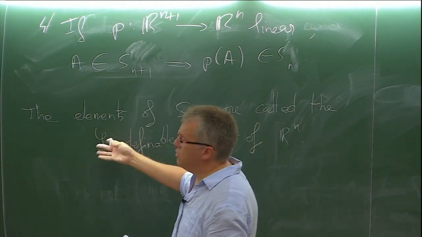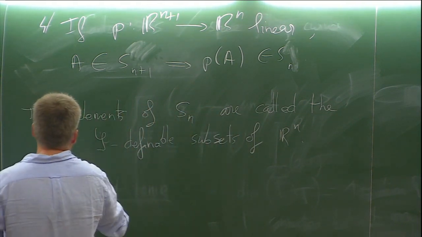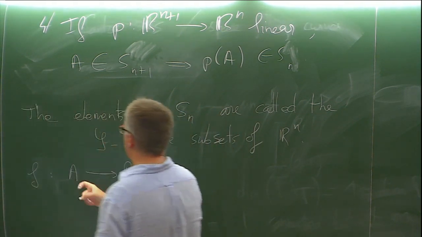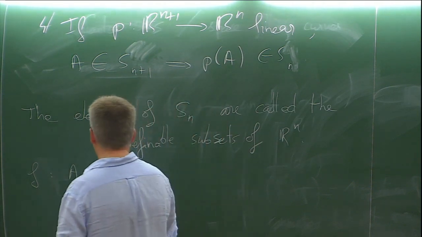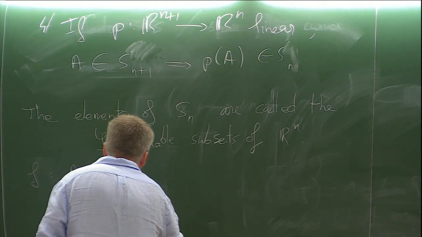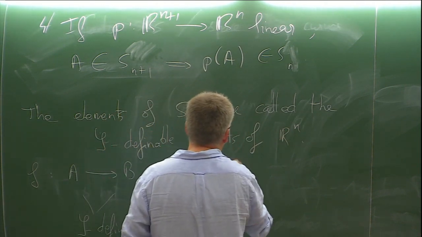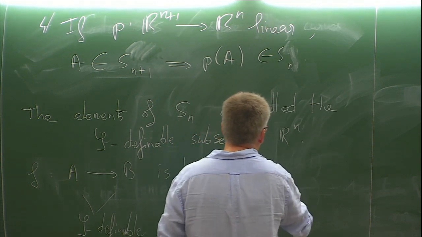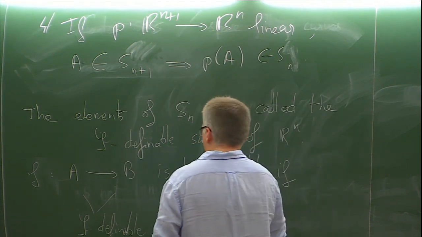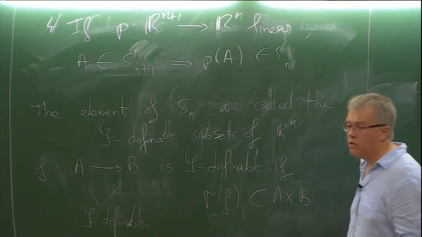And now once you have the objects, then you have the maps. So suppose you have a map between two S-definable sets. Then you say that the map is S-definable if its graph is a definable set.